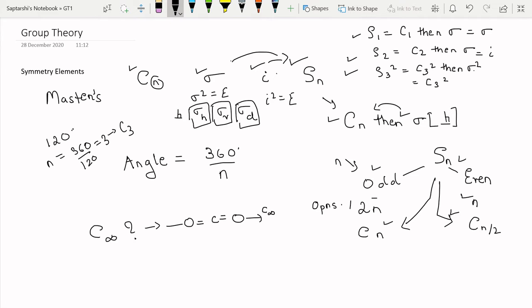What is C infinity? Suppose we have a 0-degree rotation. In that case, our n is infinity, and an example of this is CO2. If we pass the axis through it in this way, a C infinity axis actually exists, and it also has infinite C2 axes.